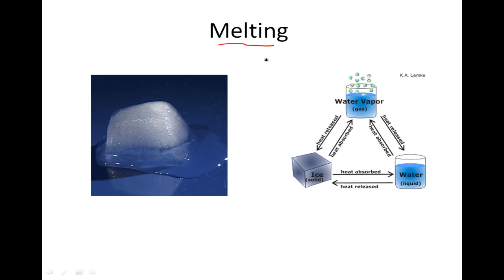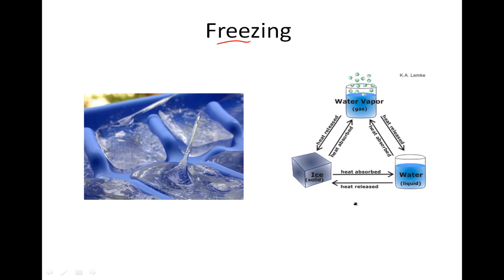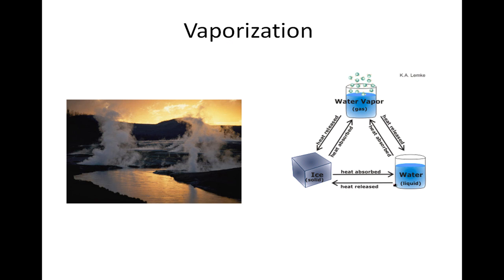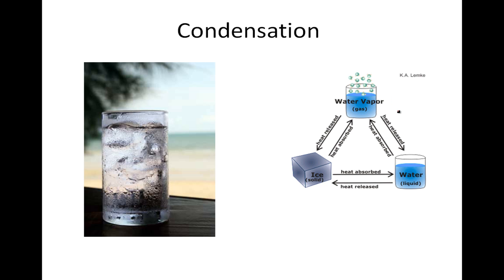So melting is what we call when we go from a solid to a liquid. And to melt something, you have to add heat. Freezing is what we call when we go from a liquid to a solid. And to go from a liquid to a solid, we have to remove heat. Vaporization is what we call when we go from a liquid to a gas. And in order to do that, we have to add heat into this system. Condensation is going from a gas to a liquid. And to do that, we have to remove energy.